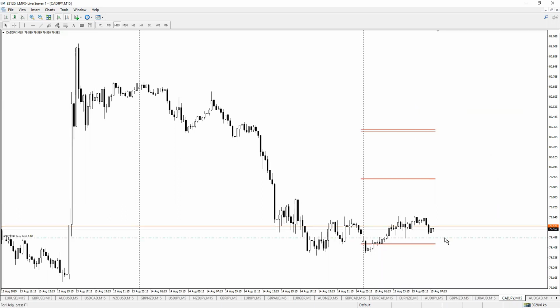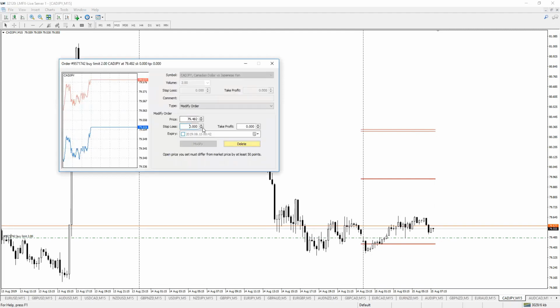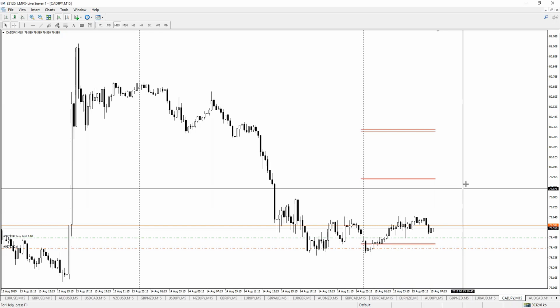Biggest thing, make sure you set your stop losses. It's real simple. You can just double click it, modify it, put a stop loss in 79 point. Well, we can do some math, right? I'm going to have it tight, 79.4. And then modify. Now you got a stop loss. You can play around with that.